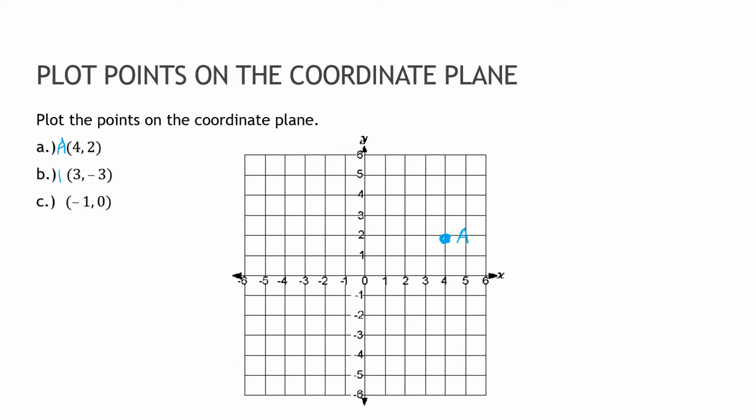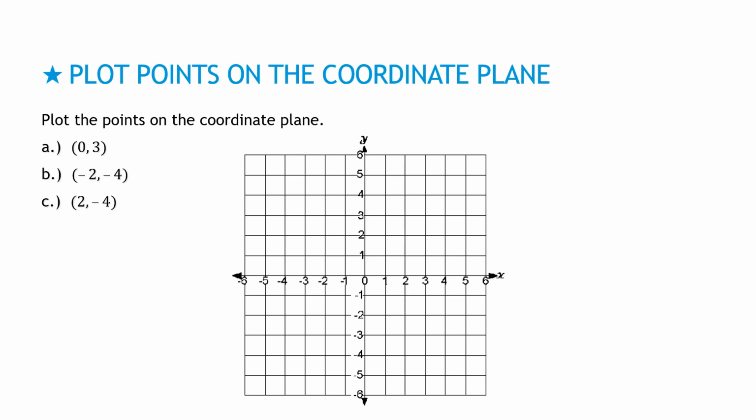So again, if I want to plot point B, 3, -3, I would move 3 to the right and 3 down. And again, always starting at that origin point of 0, 0. And then last one, -1, 0 says move 1 to the left and 0 up or down. So my point goes right there, point C.